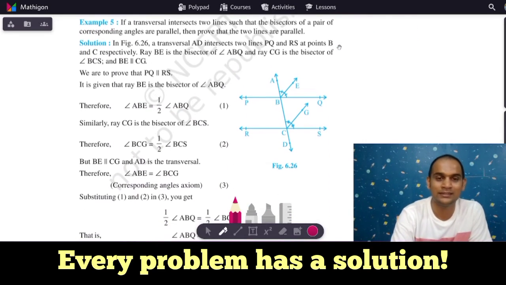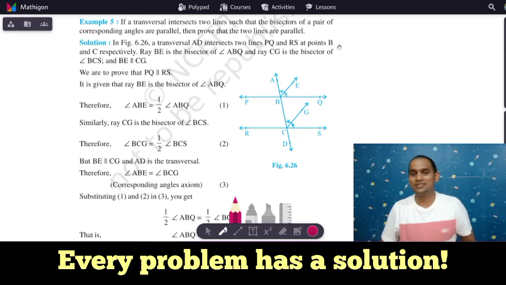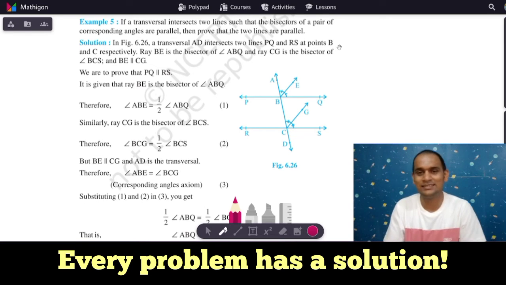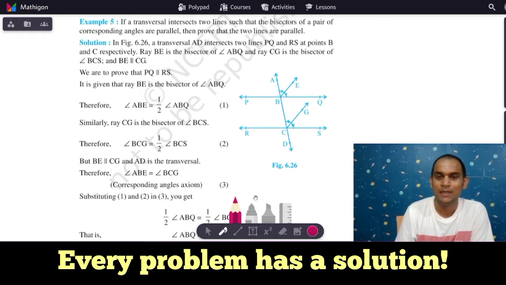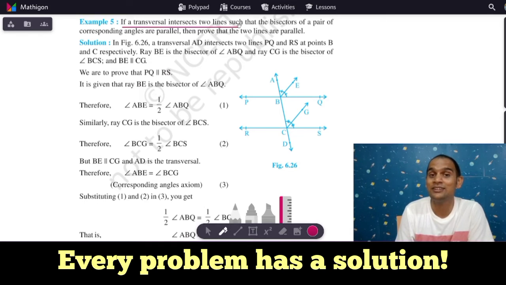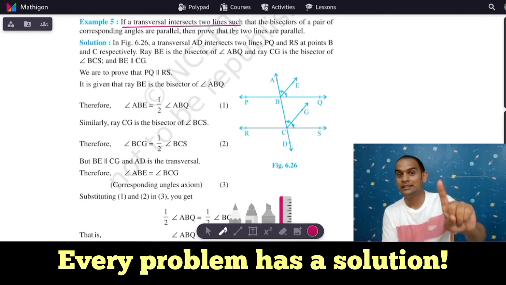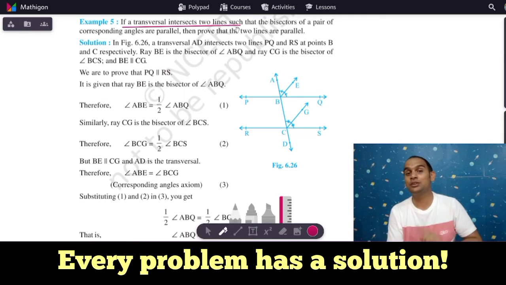Let's move to example number 5. Now, this particular example is a little bit confusing, but yes, we need to understand it. So I will explain it. Please listen to me very carefully. I'll tell you a very beautiful way to understand this question, so you will have lots of fun. Understanding the question is very important over here. It says, if a transversal intersects two lines, here it is only mentioning lines.